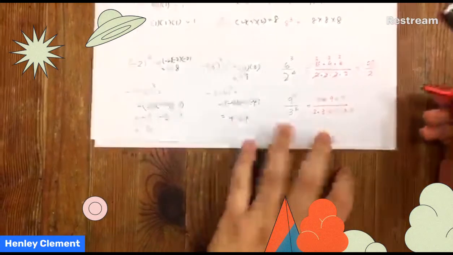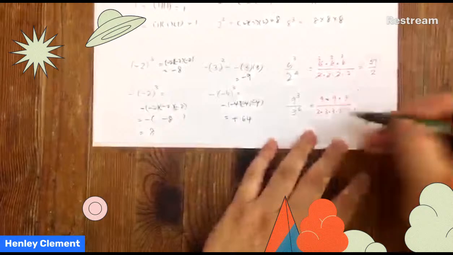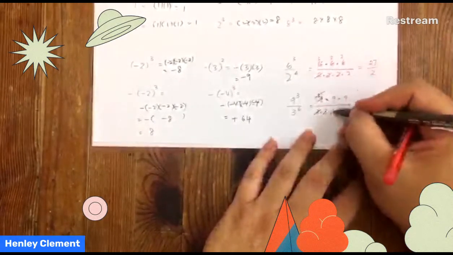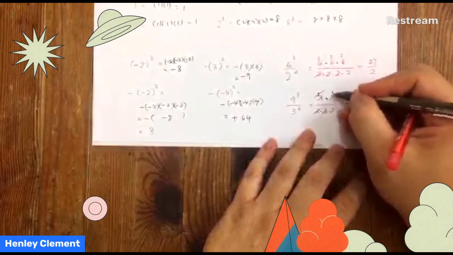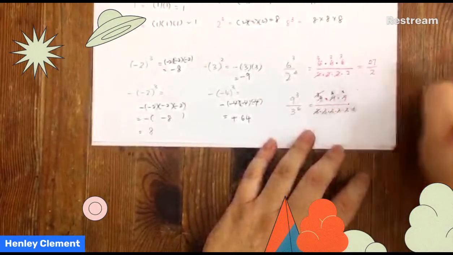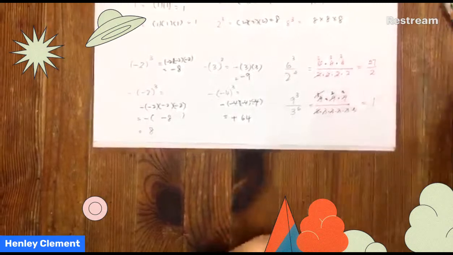So 3, then you have 3, and then these two will cancel out. 3, you have this one cancel out. 3. Yes, so your answer will be 1.